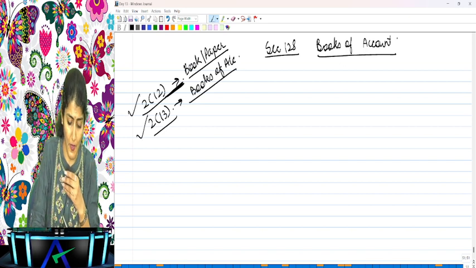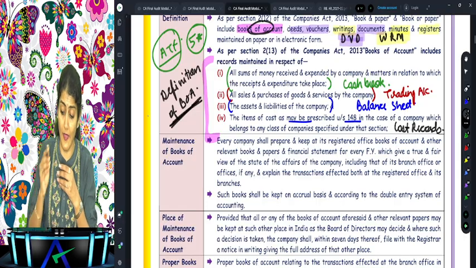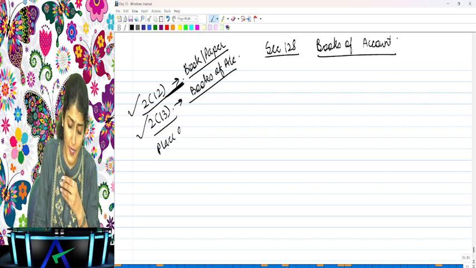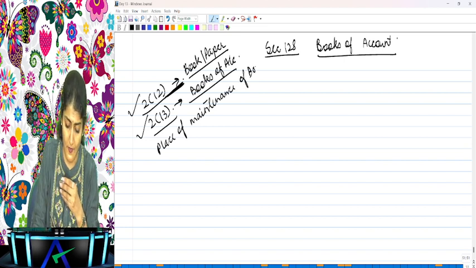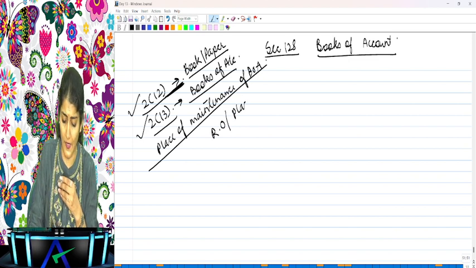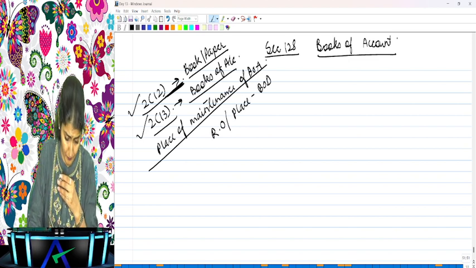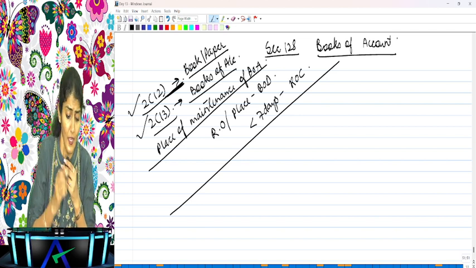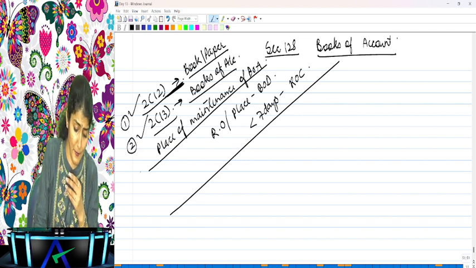Right, so book and paper on the book or paper. Then the maintenance of the books of account. That is, we are talking about the place of maintenance of the books of account. Where should a company maintain these books of account? What does it say? The books should be maintained at the registered office or a place which has been decided by the board, and within 7 days of the passing of the board resolution, the new address is to be intimated to the ROC.